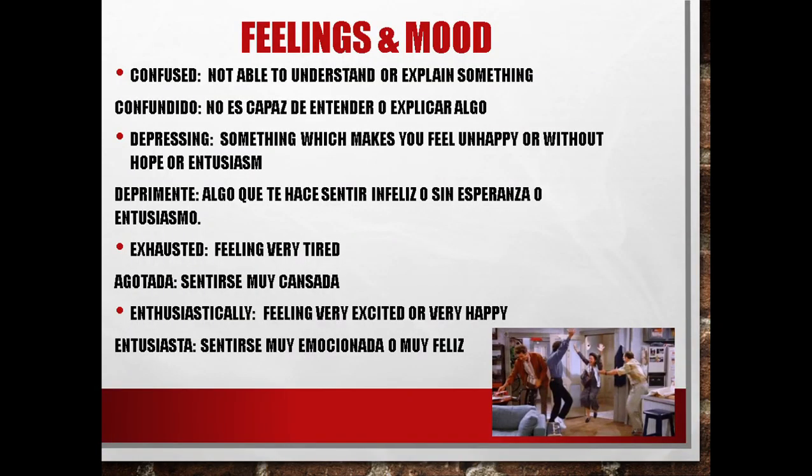This part is about feelings and moods that all of us as humans feel in our life. Confused: not able to understand or explain something. Depressing: when something makes you feel unhappy, like when you are at home on quarantine and you can see your crush at school. That's so depressing.